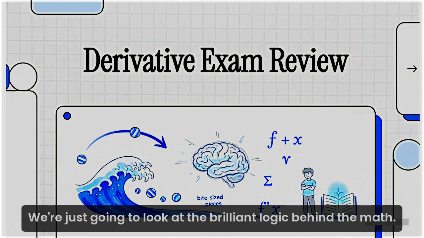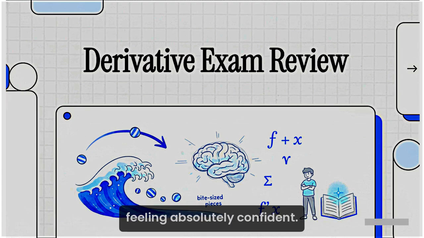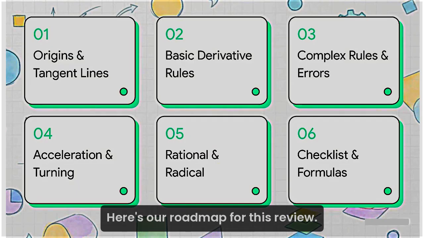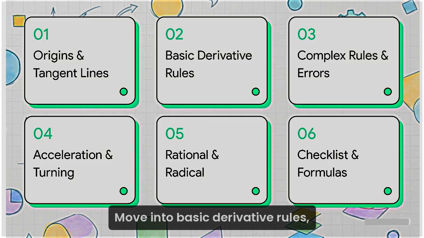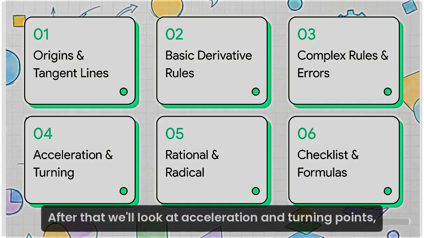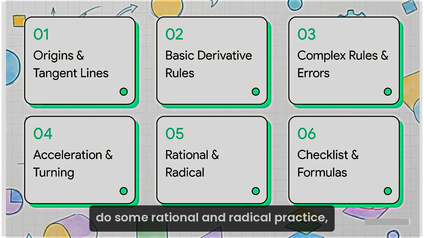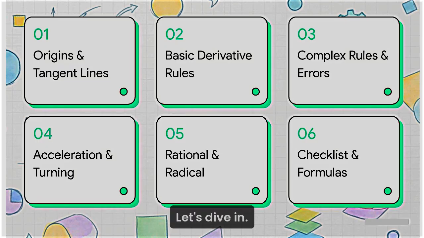We're just going to look at the brilliant logic behind the math so you can walk into that exam room feeling absolutely confident. Here's our roadmap for this review. We'll start with origins and tangent lines, move into basic derivative rules, then tackle complex rules and errors. After that, we'll look at acceleration and turning points, do some rational and radical practice, and wrap up with an exam checklist and formulas. Let's dive in.